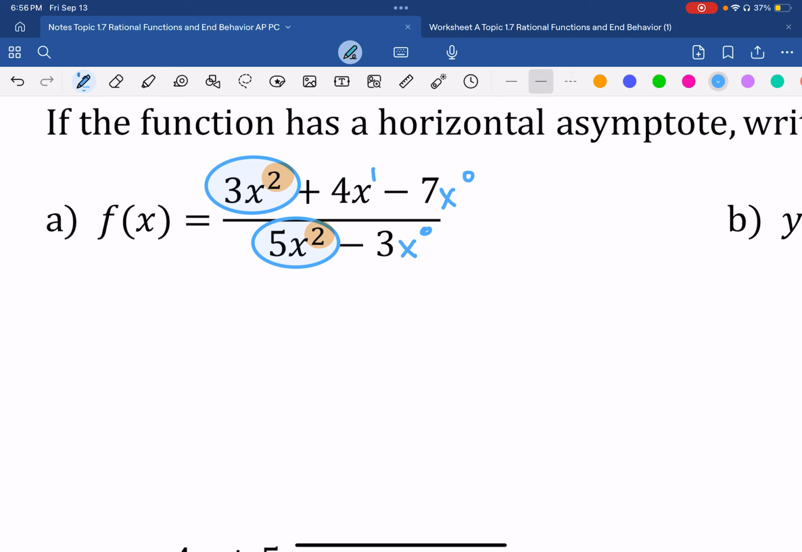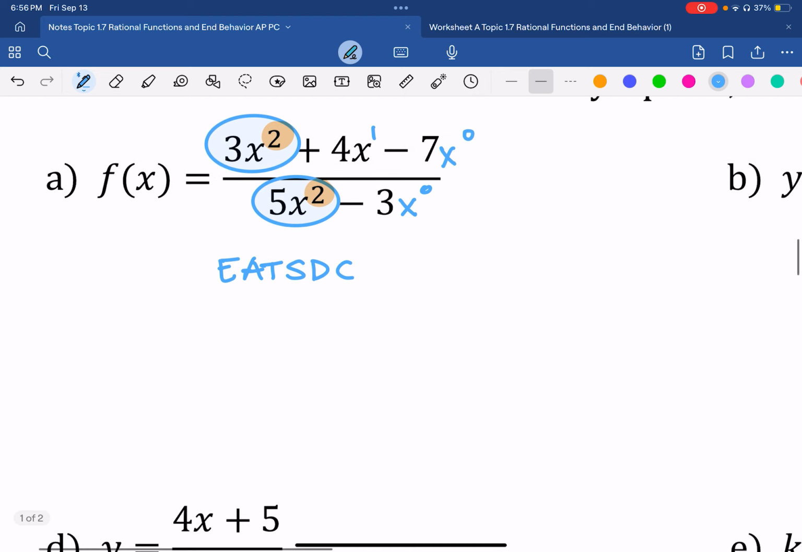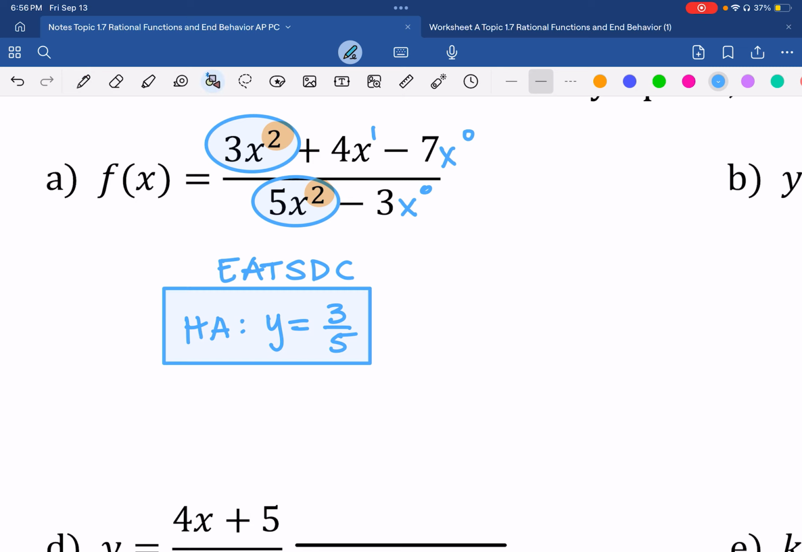That would be case 1, which is EDC. Exponents are the same, so there is a horizontal asymptote, and to find it, I need to divide my coefficients. So my equation will be y equals 3 divided by 5. I'm going to box that in. That is my final answer. Let me actually just box in this instead. If you could reduce the fraction, you would, but these numbers you can't reduce anymore.